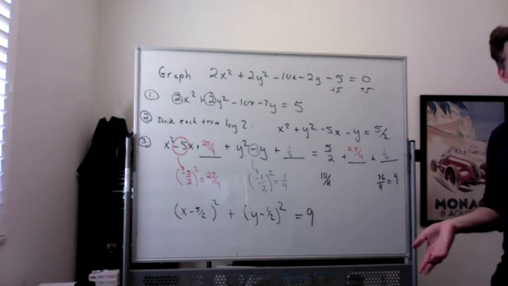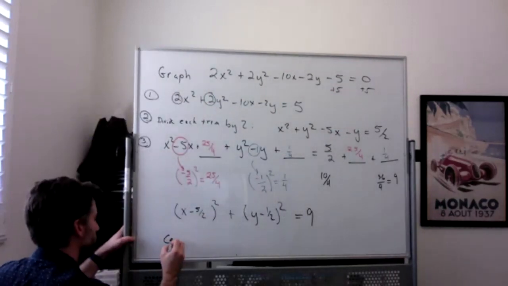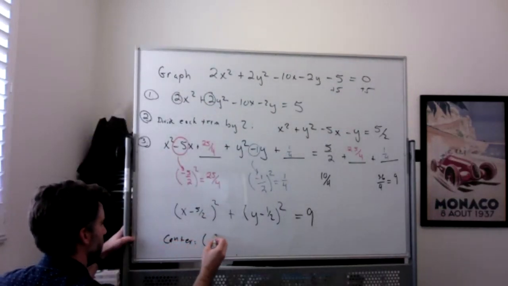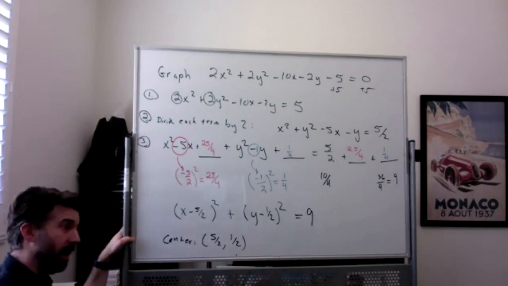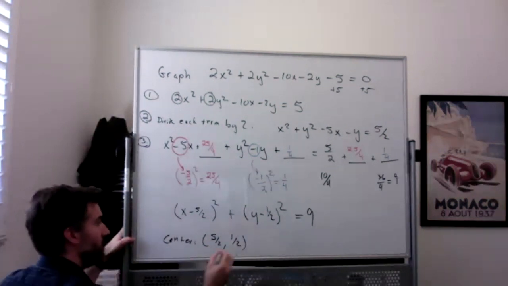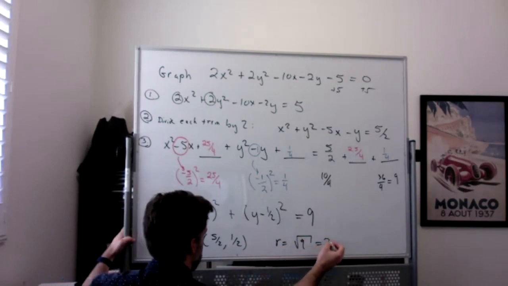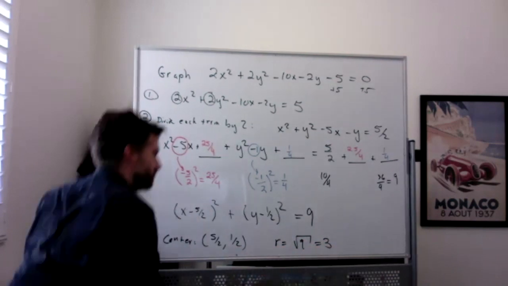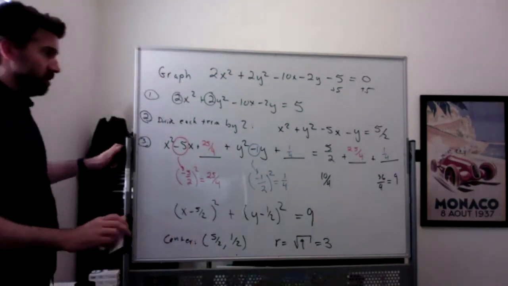Now we have to graph it. So we see that our center is 5 halves, comma 1/2. And again, those are the values of x and y that make each of these things 0. And the radius is the square root of 9, which is 3. Let's go to the other side.